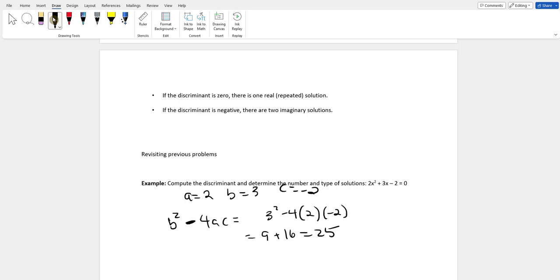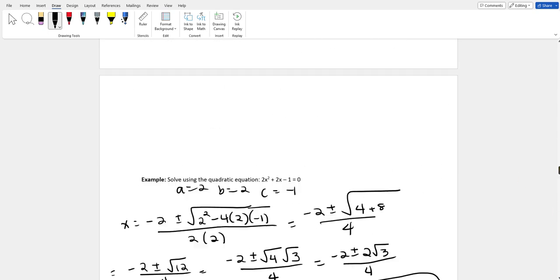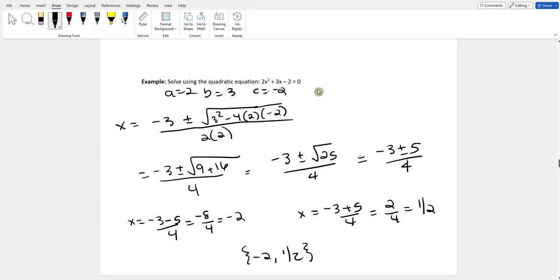As you can see, 25 is a positive number. So that means when we solve this problem using the quadratic formula, or however you want to solve it, you're going to get two real number solutions. So that means you're going to get two answers. So we already did this problem. Let's go back up and see what answers we got for this. 2x squared plus 3x minus 2. So that's this problem here. And as you can see, we got two real number answers.